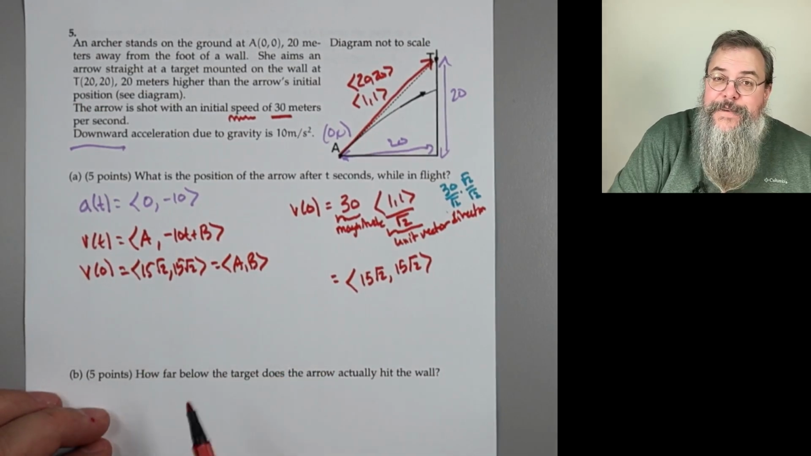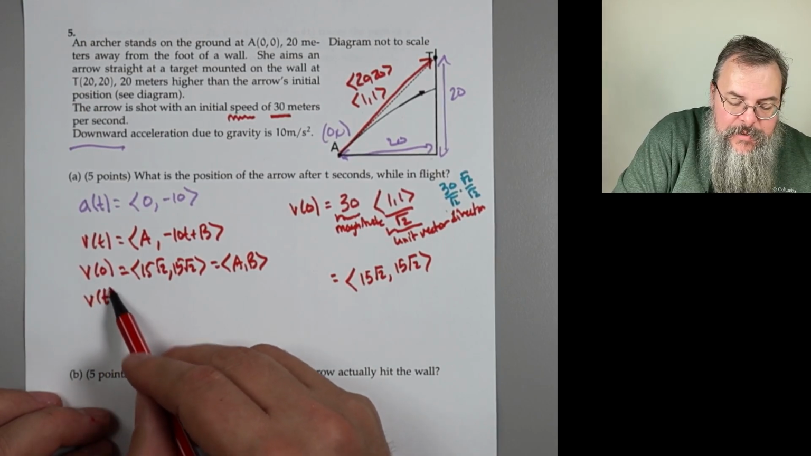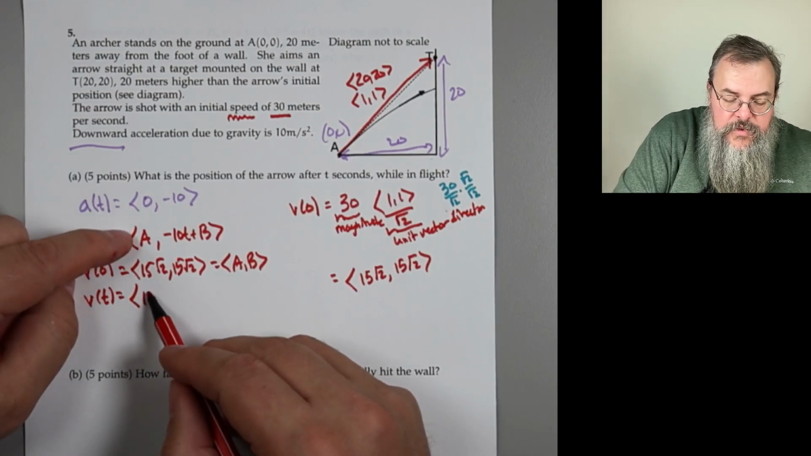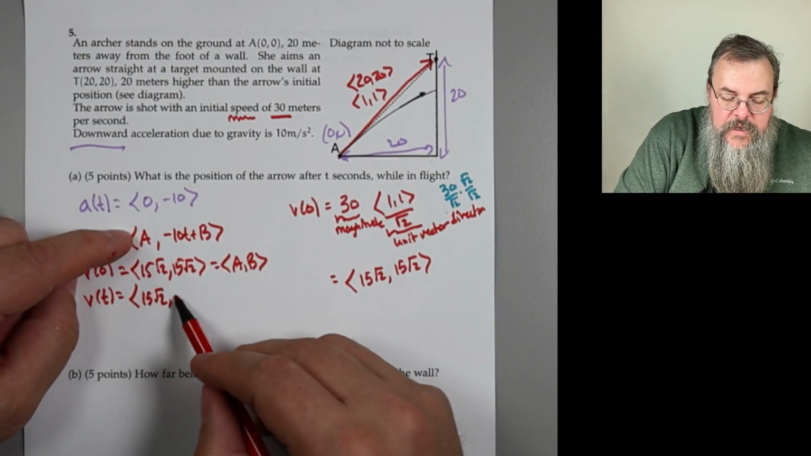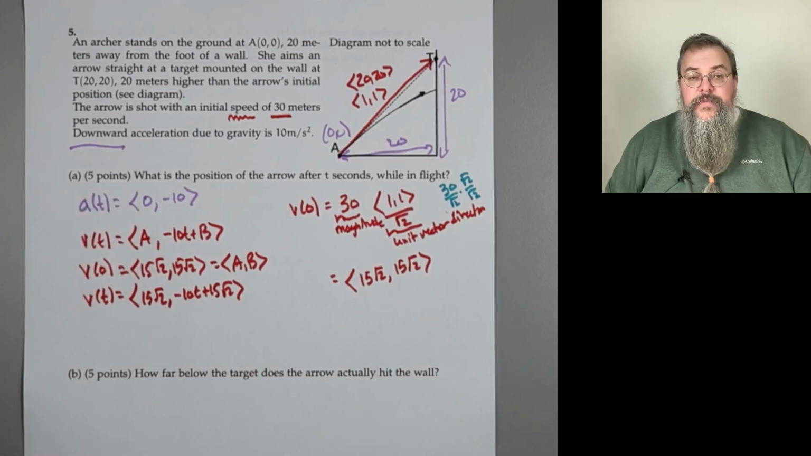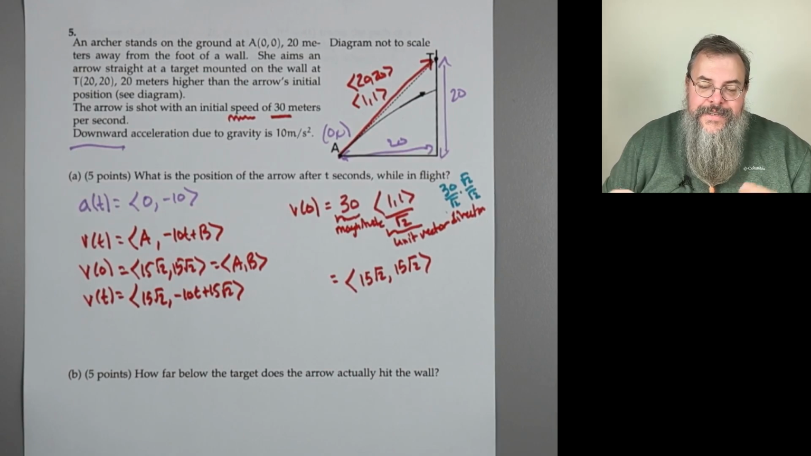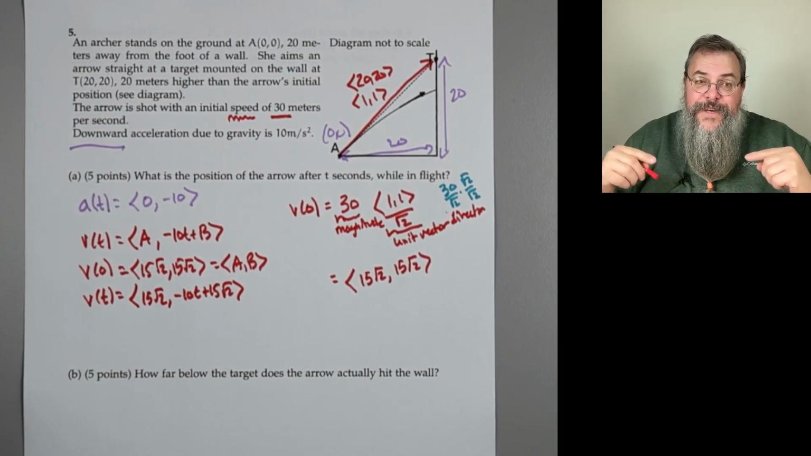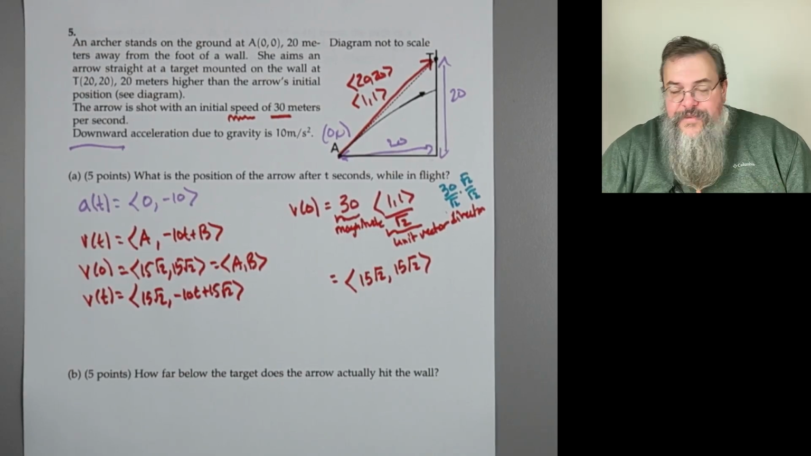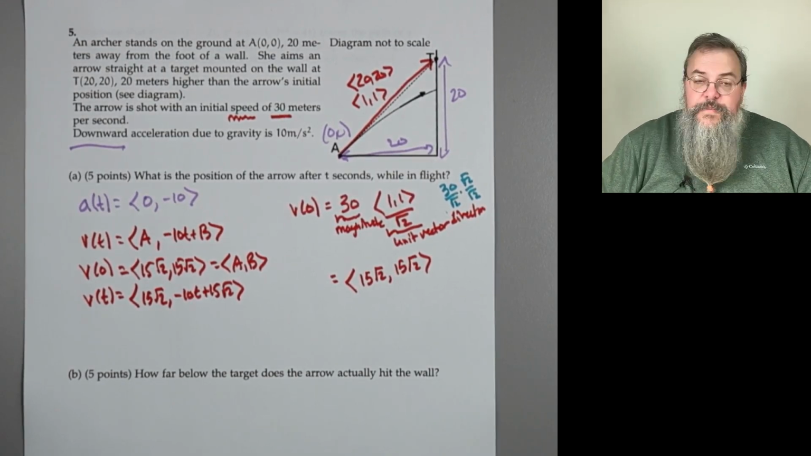So now we have a and b. So our velocity at time t is (15√2, -10t + 15√2). Okay, nice. Now, we've gotten velocity. Start with acceleration. We got velocity. What comes next? Position. Oh yeah, gonna do position.